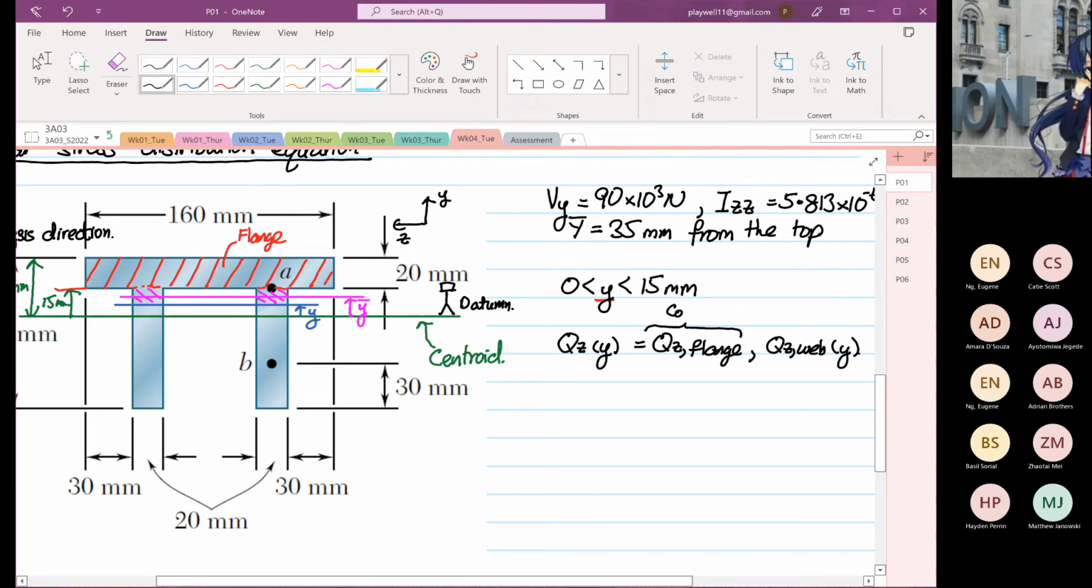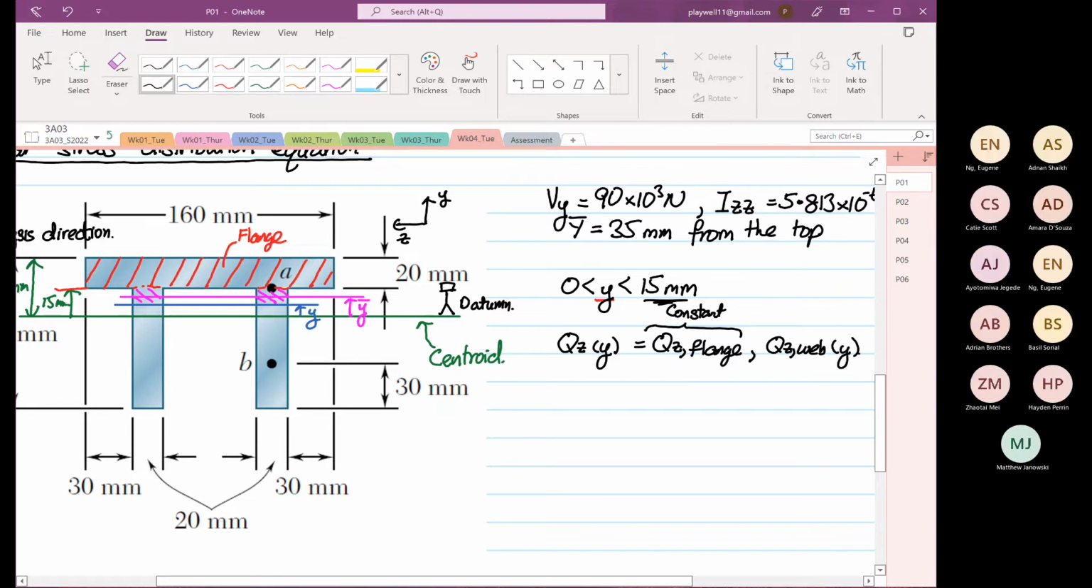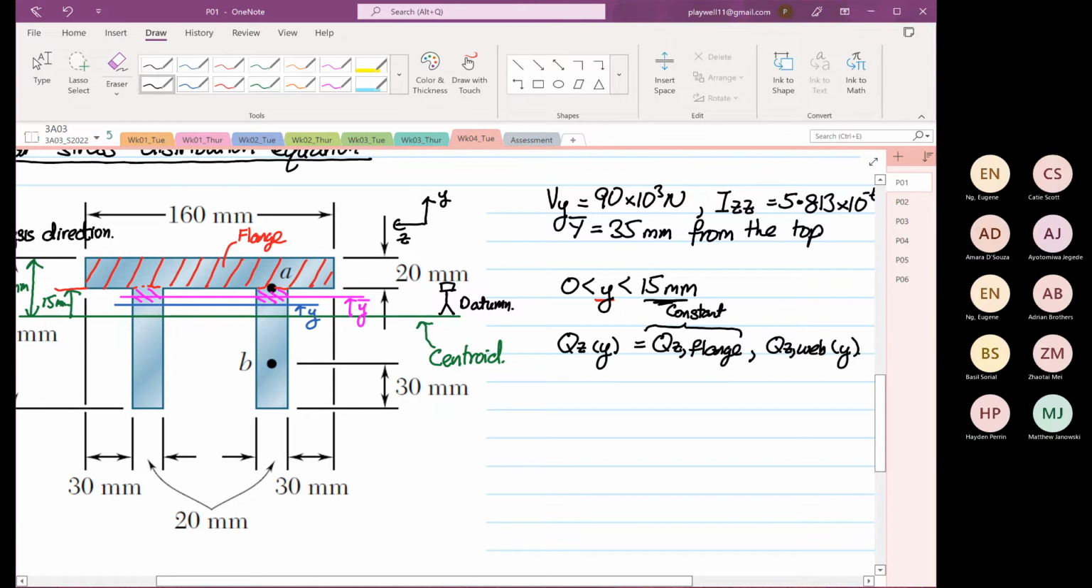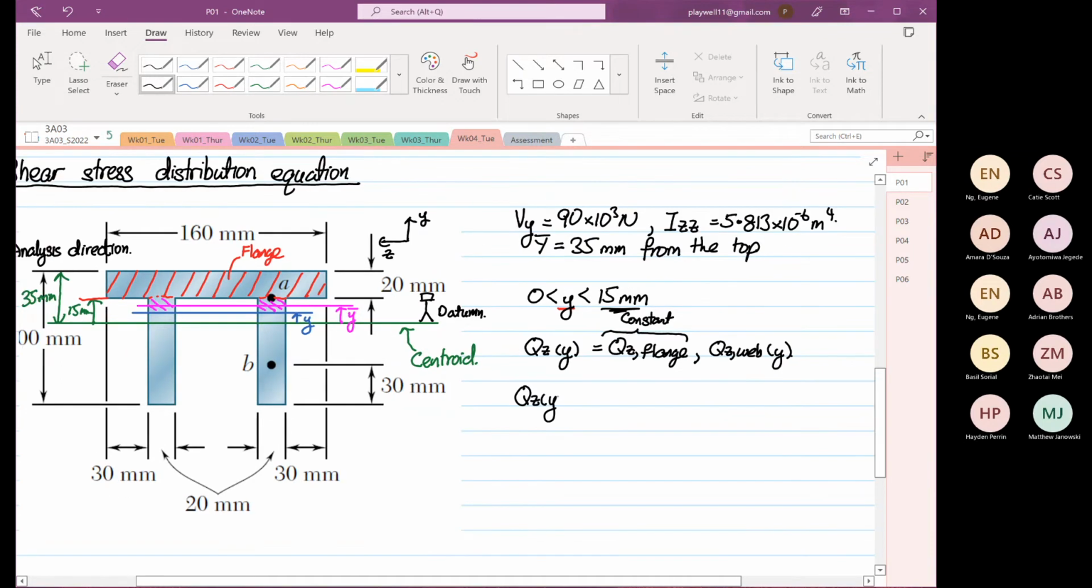is constant now. Why it's constant is because 15 millimeters as a function of y. Okay.